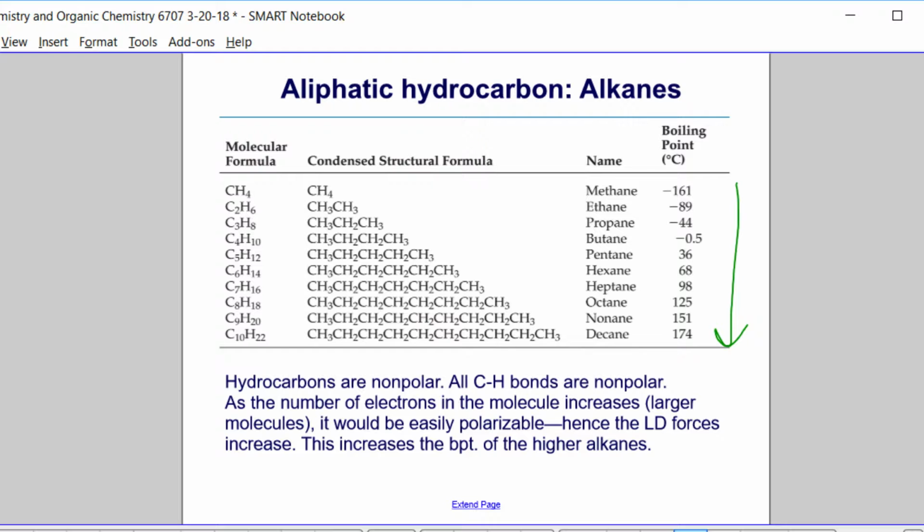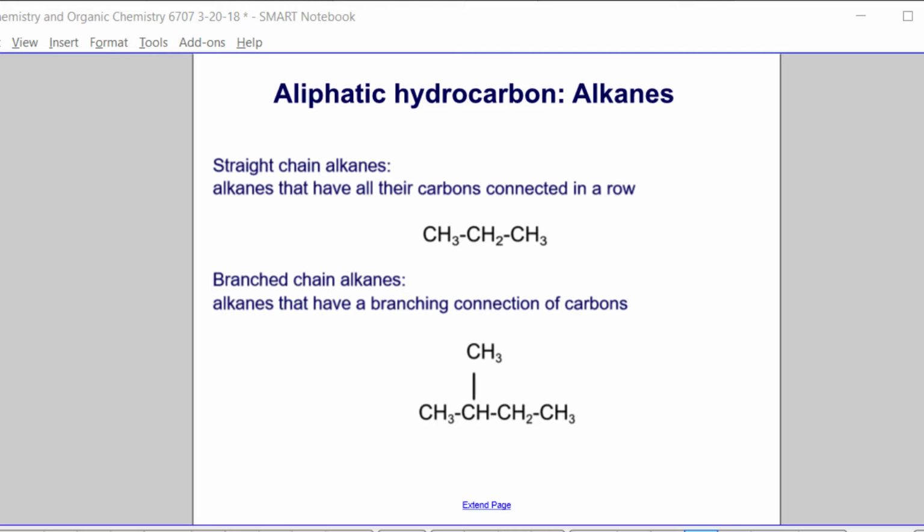So hydrocarbons, because they are all carbon-hydrogen bonds, are nonpolar. As the number of electrons in the molecule increases, or in other words, the larger the molecule is, it is very easily polarizable. We remember that that means the London dispersion forces greatly increase. So the greater the London dispersion forces, the larger the boiling point of the alkane. So the higher alkanes have much higher boiling points than the lower alkanes because of their very strong London dispersion forces. Alkanes can form structures in one of 2 ways.